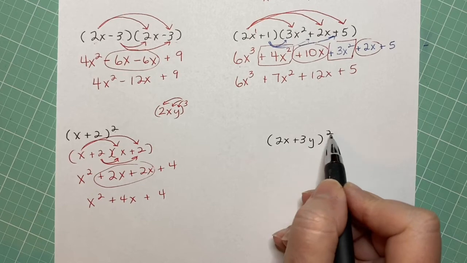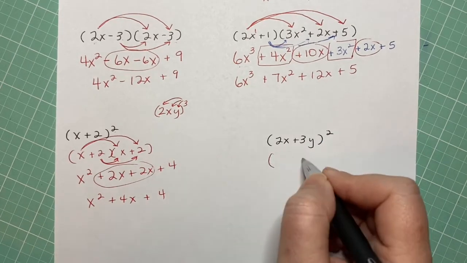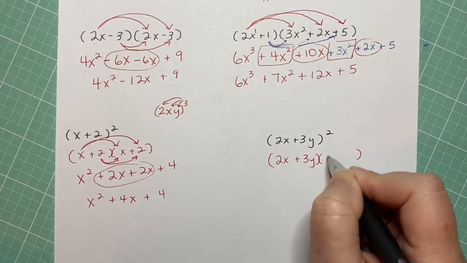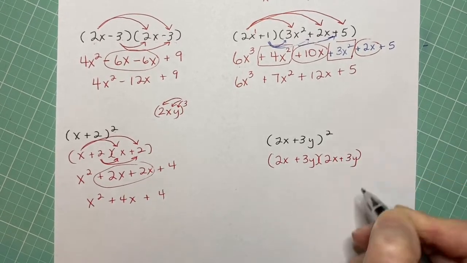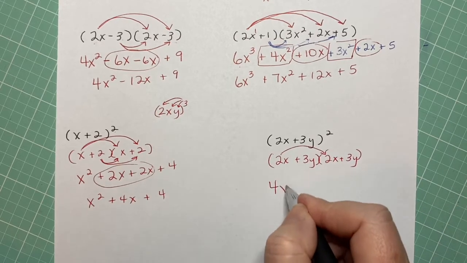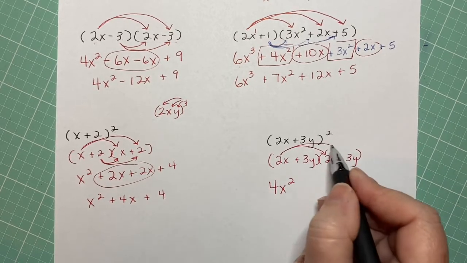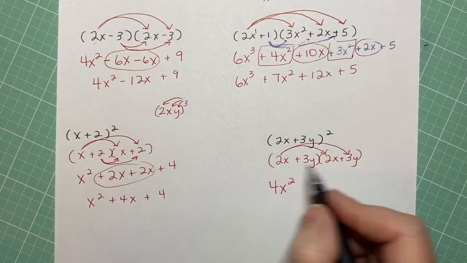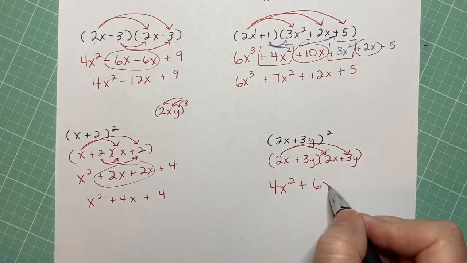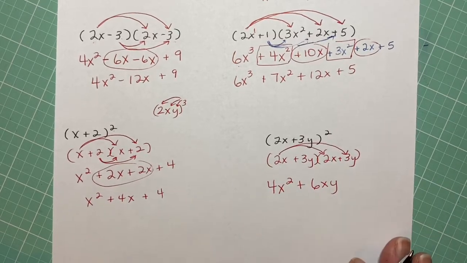So this one's the same way. Again, this 2 means there's 2 parentheses. So I'm going to write 2x plus 3y twice. And then multiply it out. 2x times 2x is 4x squared. 2x times 3y, so 2 times 3 is 6, plus 6. X times y, I can't really add them, so I just write xy.